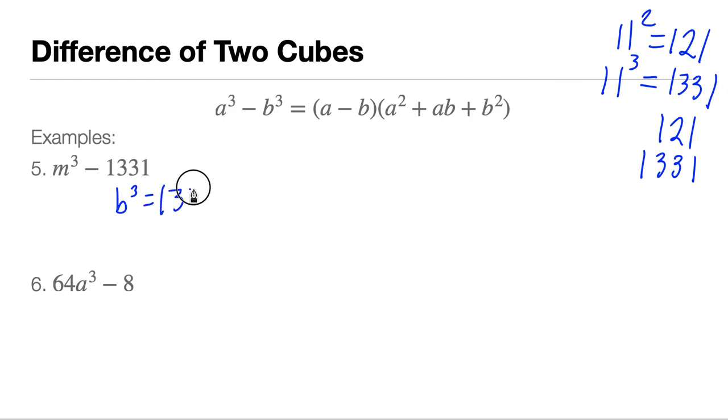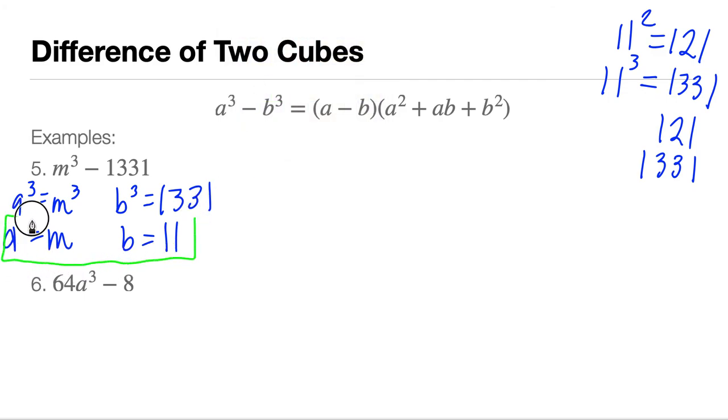So 1, 3, 3, 1, the cube root of that is 11. And here we have our a cubed is equal to m cubed. So our a is just equal to m. Okay, since we know already our a and b, let's put that in a box, shall we? And yeah, let's answer. A minus b, so that's m minus 11.